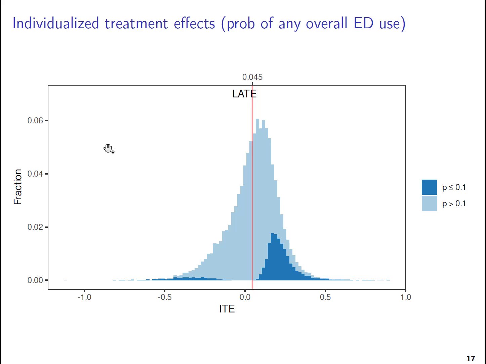Right, so what's being shown here is just a histogram, an empirical distribution of those ITEs. And again, what's interesting here is your local average treatment effect gets you to about 4.5 percentage points there. And to the right of that, you've got treatment effects that are statistically significant and positive, right?